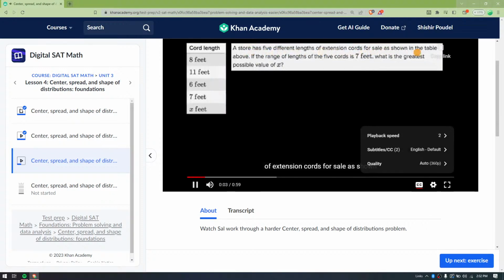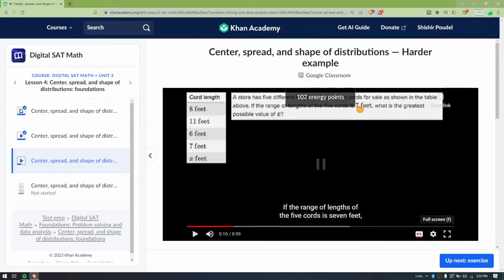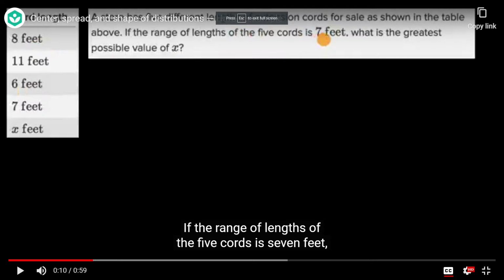We're told a store has 5 different lengths of extension cords for sale, as shown in the table to the left. If the range of lengths of the 5 cords is 7 feet, what is the greatest possible value of x?